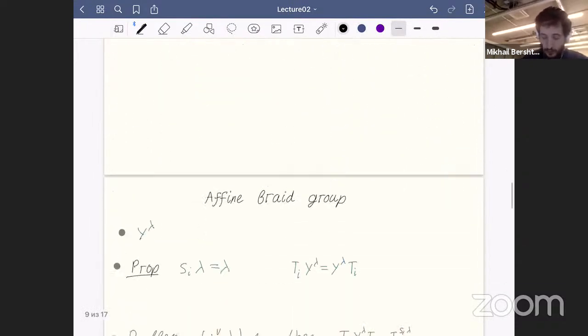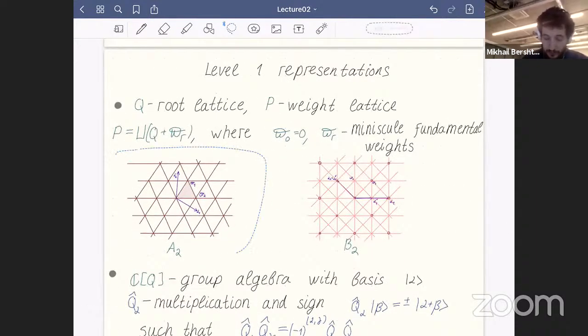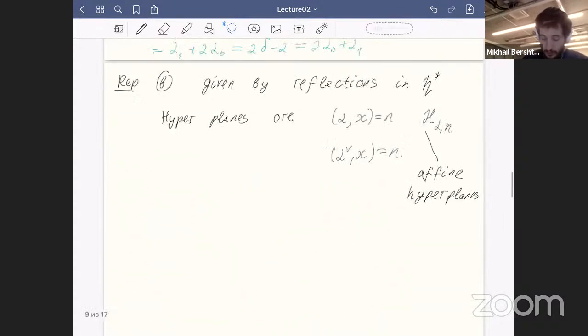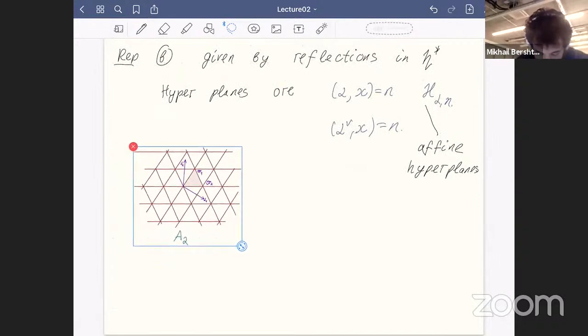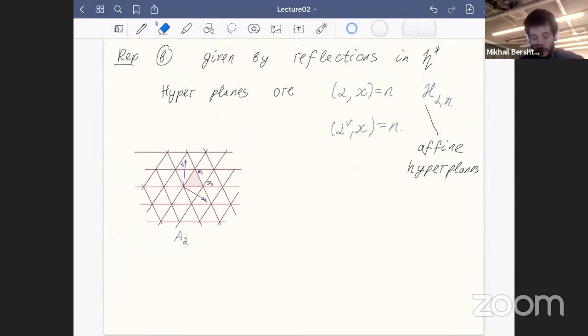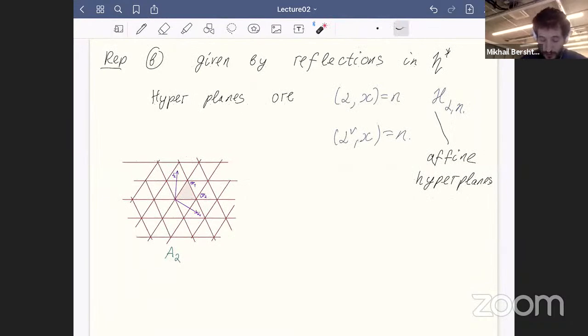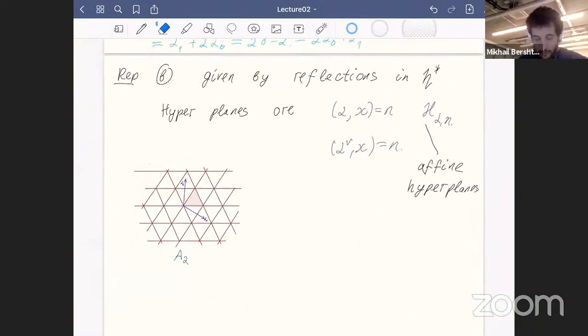Let me draw, or maybe even not draw, but actually I prepared the picture for something which we will not come to today. Okay, this is a picture for the SL3 or A2 case. Here I draw all, maybe we don't need simple roots here, but everything else is okay.